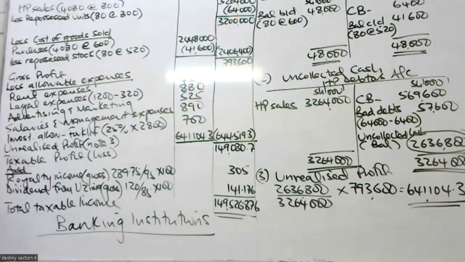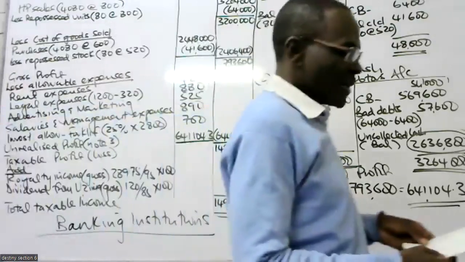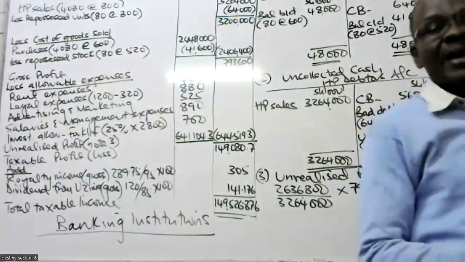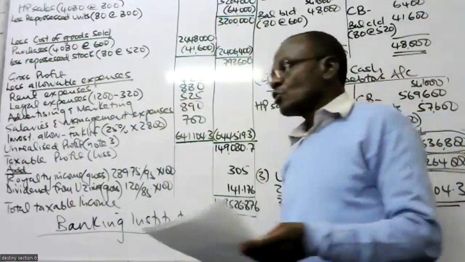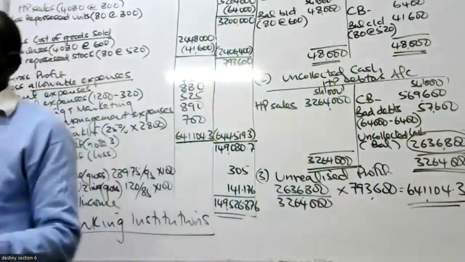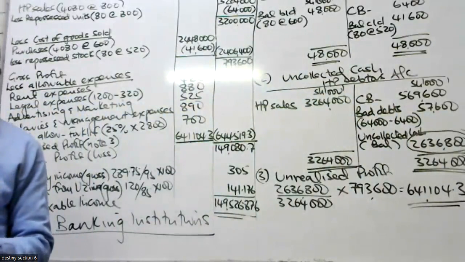Then we say the interest paid to the customers on their deposits is treated as an allowable expense for tax purposes.